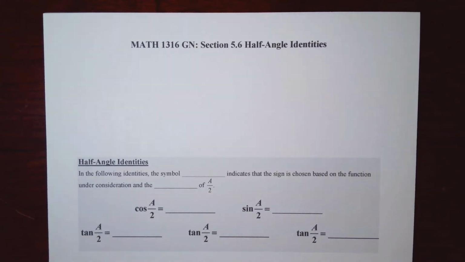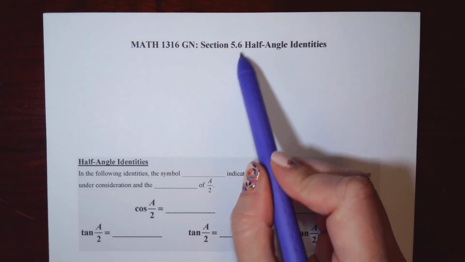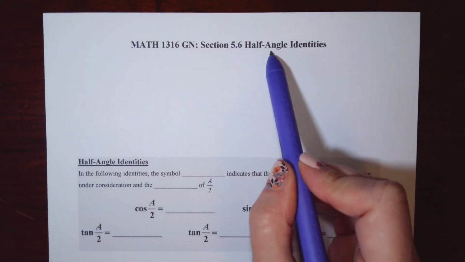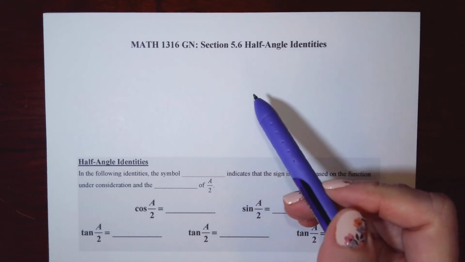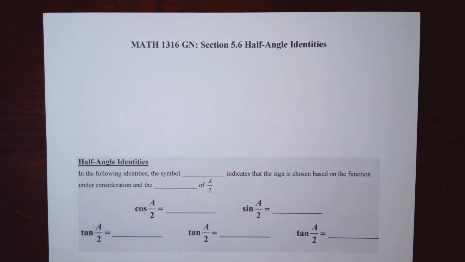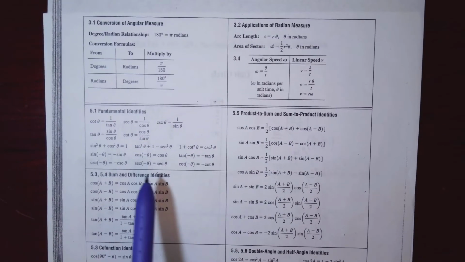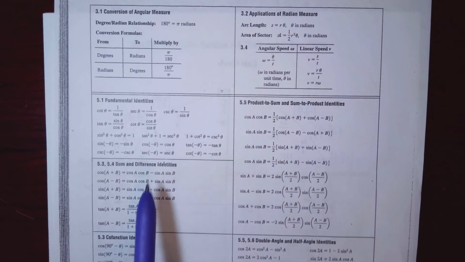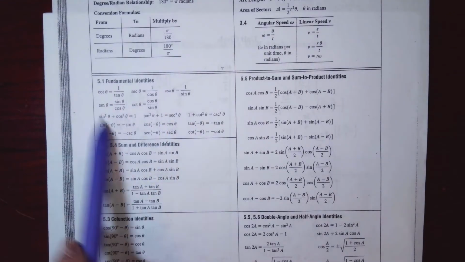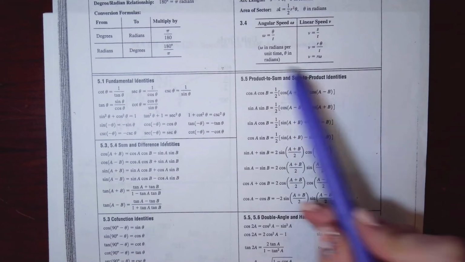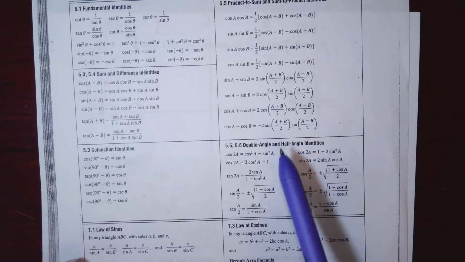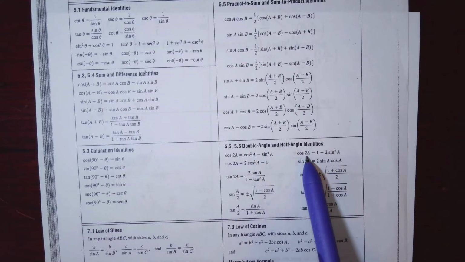Alright, today we pick up in section 6 of chapter 5, so chapter 5-6, and we're going to focus on our half-angle identities. The last section we focused on double angle identities. We've done our sum and difference identities, cofunction identities, all the fundamentals. We've done product to sum and sum to product. We've done our double angle, and now we're picking up our half angle identities.